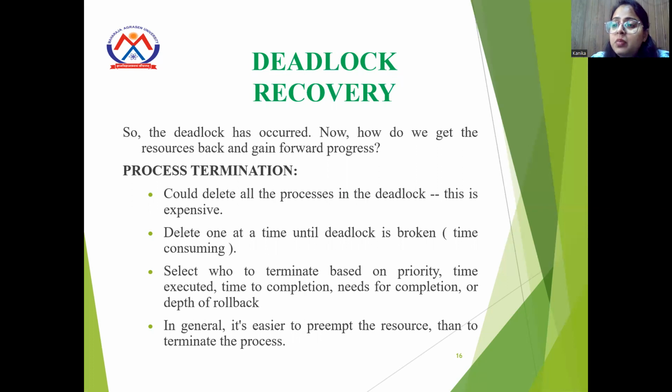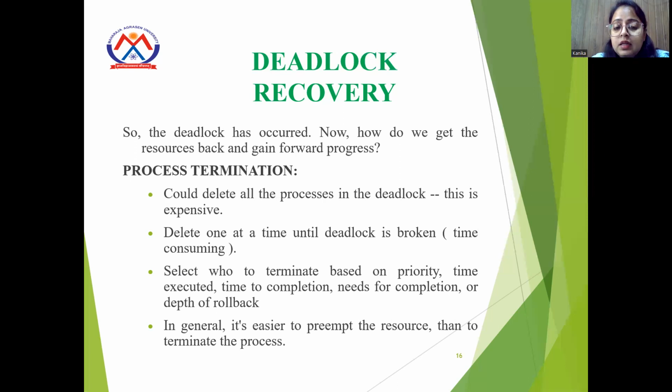What we do, we simply terminate the processes which are already being executed or which are already in our system for execution. How can we terminate processes? We could delete all the processes in the deadlock. This is very, very expensive, because by this statement we have to simply delete all the processes which are already in the system.